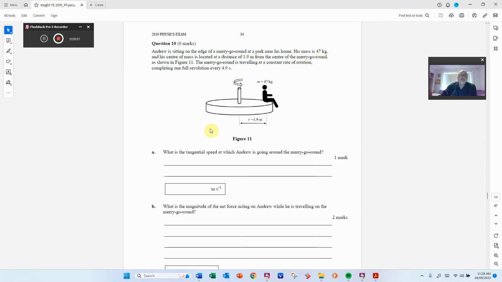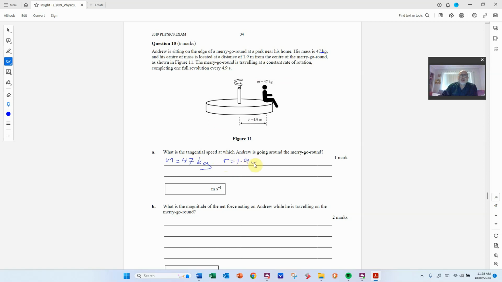Alright, question 6. It's a circular motion question. Sitting on the edge of a merry-go-round, mass is 47 kilos, so M equals 47 kilos, and his centre of mass is located at a distance of 1.9 metres from the centre of the merry-go-round, travelling at a constant rate of rotation, one full rotation every 4.9 seconds. So from here, what's his tangential speed?